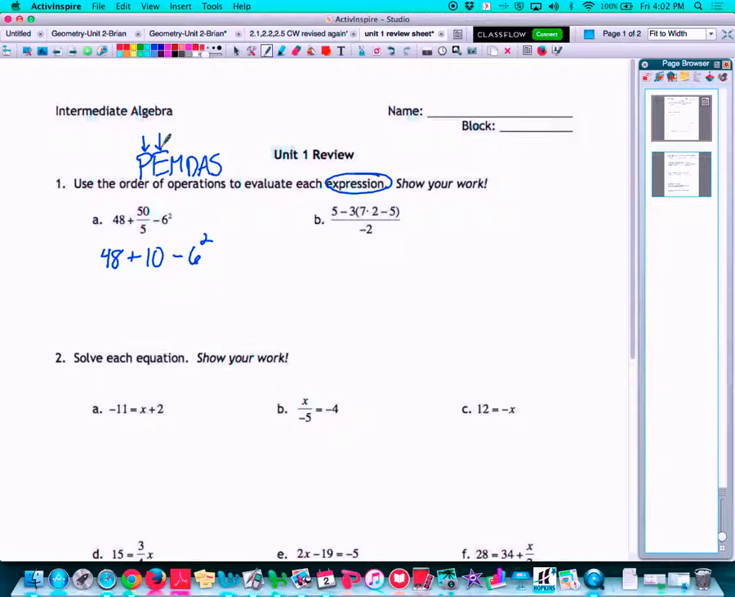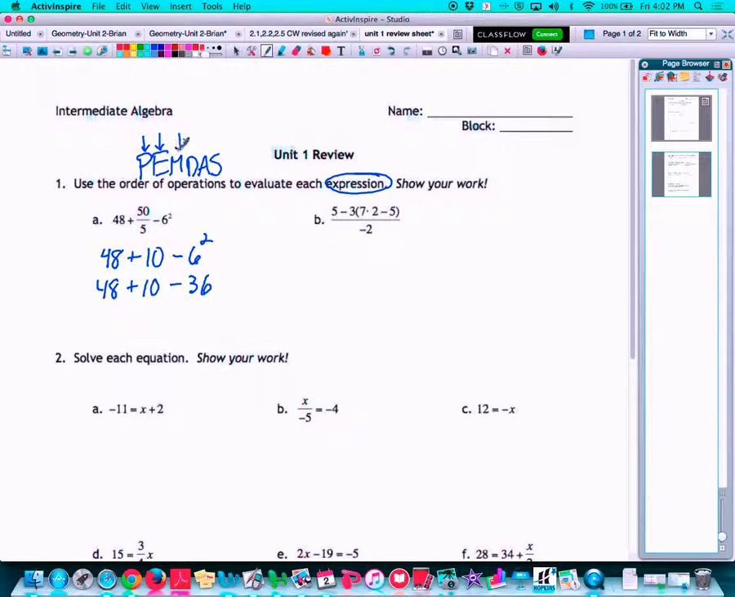So we did that. Now we're moving on to the exponents. Do we have exponents? Yes, we do. 6 to the power of 2. 6 squared, remember, means 6 times itself, which is 36. So we have 48 plus 10 minus 36.